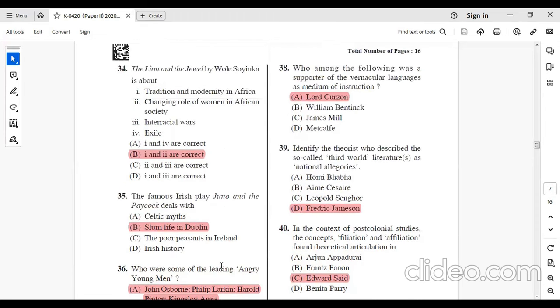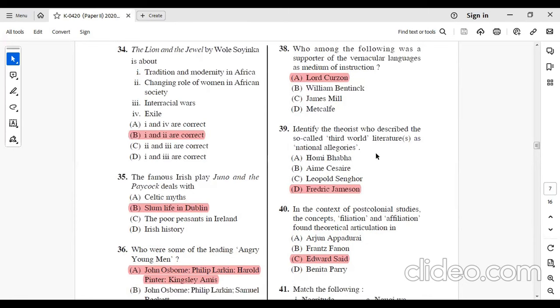Question number 38. Who among the following was a supporter of the vernacular languages as medium of instruction? Lord Curzon. Question number 39. Identify the theorist who described third world literature as national allegories. What is the name of the theorist? Frederic Jameson.